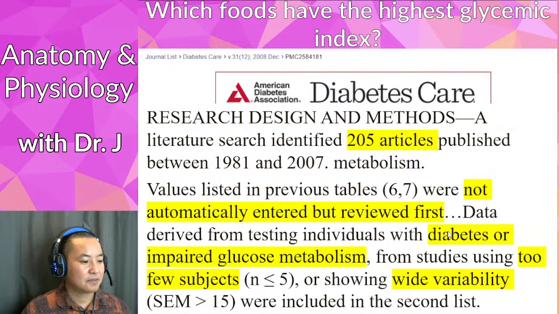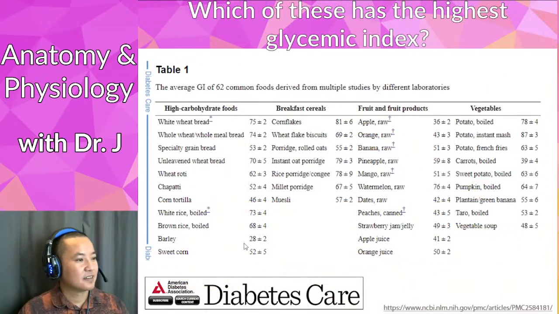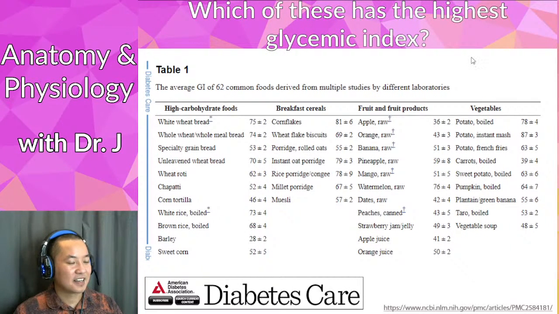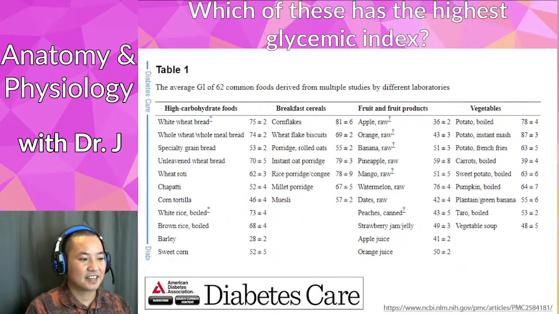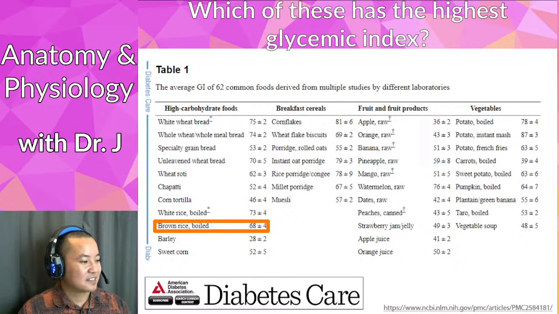But you also don't want to compare people who already have diabetes mellitus with people who don't, because people with diabetes mellitus, as we'll cover in future lectures, have a different response to insulin and blood glucose. So they're looking at various different foods, and they take these glycemic index values, and notice that they have a plus or minus. They're using statistics to generate a range where they think the actual value is. So in this one, we see brown rice has a slightly better glycemic index than white rice.